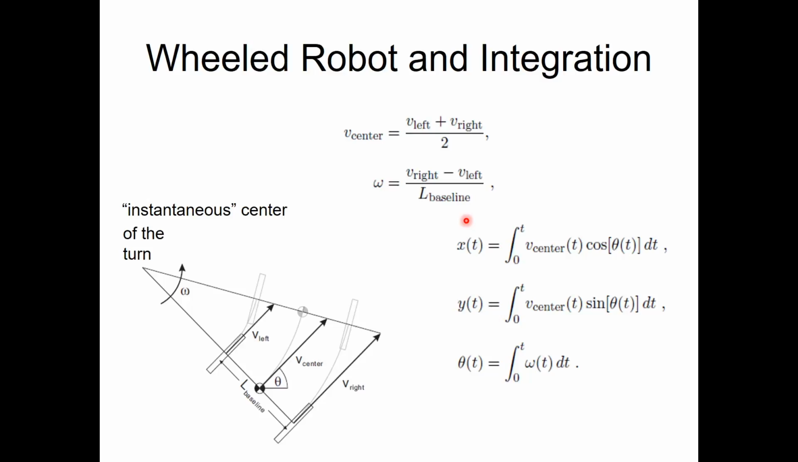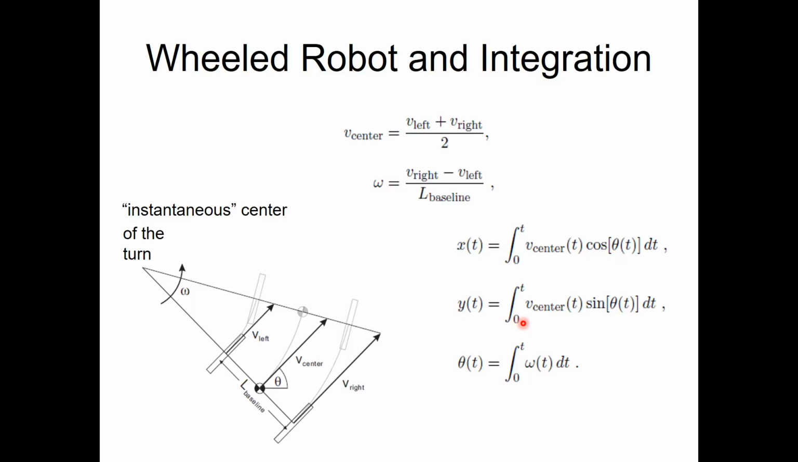With that little bit of processing now, we can go on to carry out integration. Integration of the angular orientation of the robot is indicated by integration of angular velocity over time. The X and Y positions update based on the velocity of the center and the orientation of the robot over time.